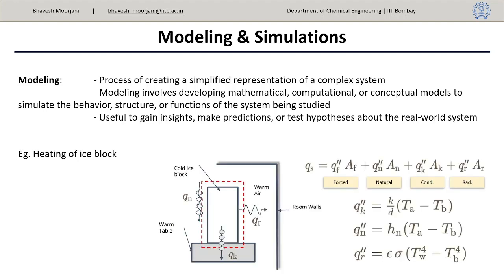So let's say we have an ice block which is present in the system. I cannot see my cursor. I think it should be. So yeah, let's say we have an ice block which is present in a room, right?